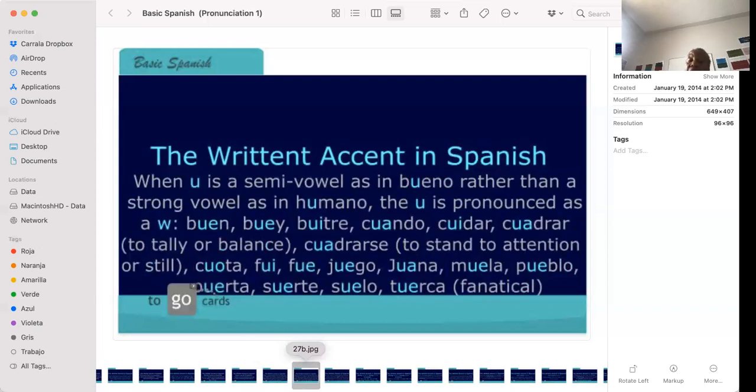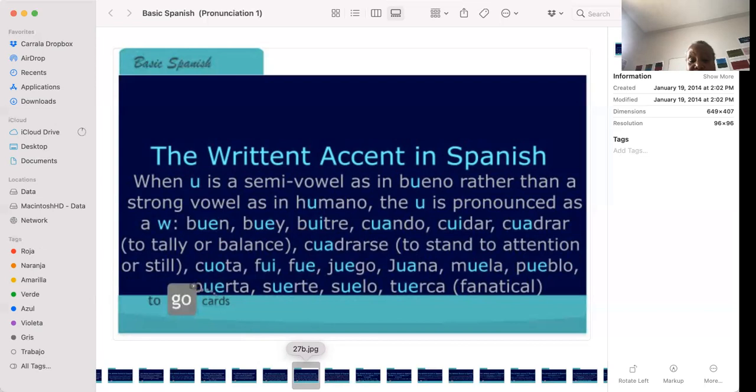Now, the U in Spanish, when the U is pronounced like the W, as in bueno, this is the coming together of a weak and a strong. The E is strong, the U is weak. The U is pronounced like a W, bueno. But in the word humano, the U is pronounced as the U. So it's strong.